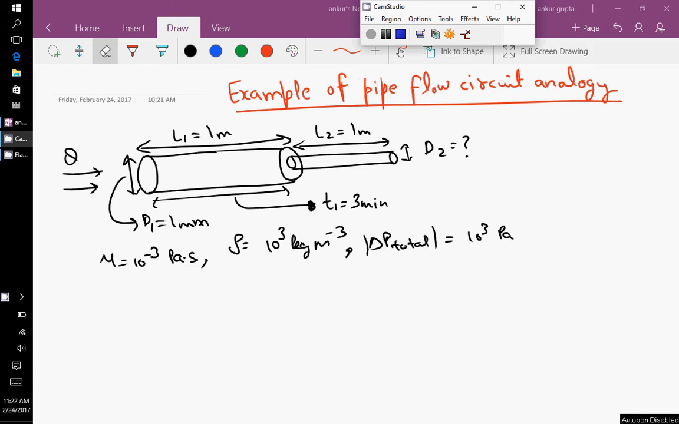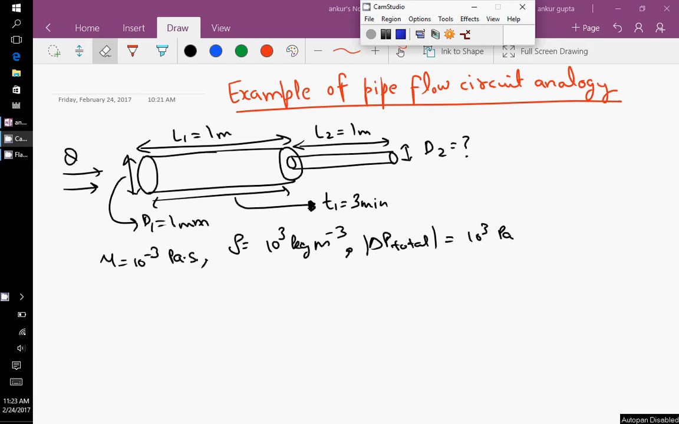In this video, we will be discussing an example of pipe flow and electric circuit analogy. If you haven't had the time to go through the previous video, please do that, because there we discussed how we can relate pipe flow to electric circuit, and we will be using formulas that we derived in the last video quite frequently in this video.